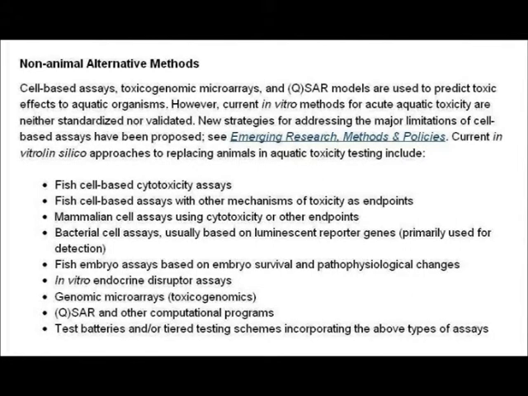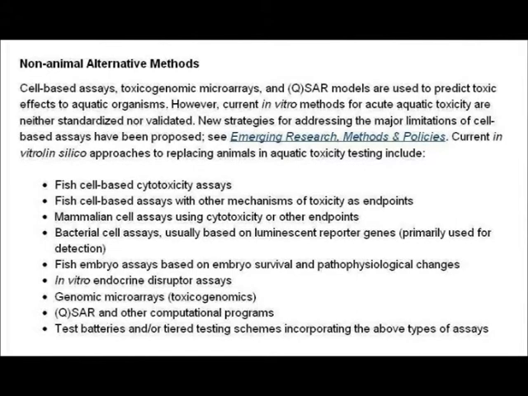Current in vitro and in silico approaches to replacing animals in aquatic toxicity testing include fish cell-based cytotoxicity assays, fish cell-based assays with other mechanisms of toxicity as endpoints, mammalian cell assays using cytotoxicity or other endpoints, bacterial cell assays, usually based on luminescent reporter genes, primarily used for detection, fish embryo assays based on embryo survival and pathophysiological changes, in vitro endocrine disruptor assays, genomic microassays, toxicogenomics, QSAR and other computational programs, and finally test batteries and/or tiered testing schemes incorporating the above types of assays.